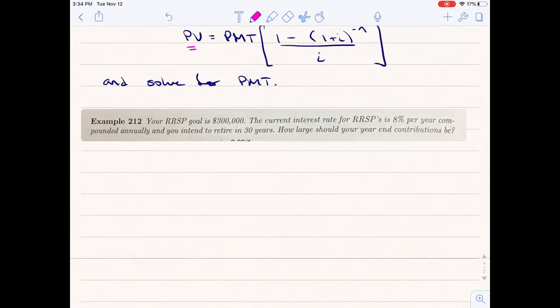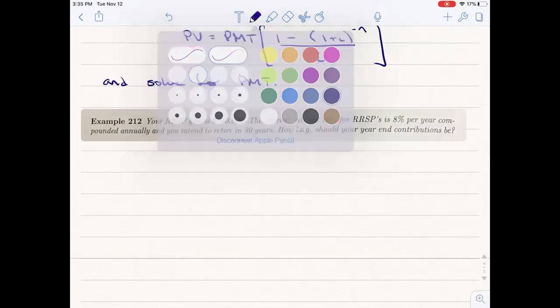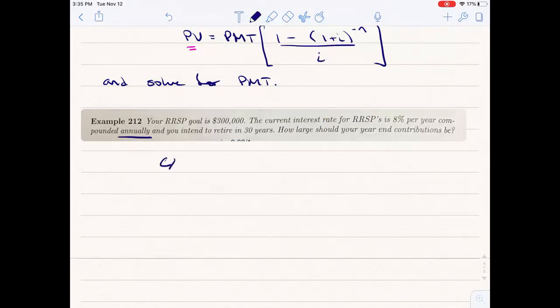Okay, so first thing I'm going to do is figure out, well, what's my compounding frequency and what's my payment frequency? We're not doing anything drastic here, so they will be the same, but it's always good to start and check there. And so we're compounding annually, so the compoundings per year is 1. That's going to be our F1. And how large should your year-end contributions be? So the payments per year that I'm making is 1, so F2 is 1.